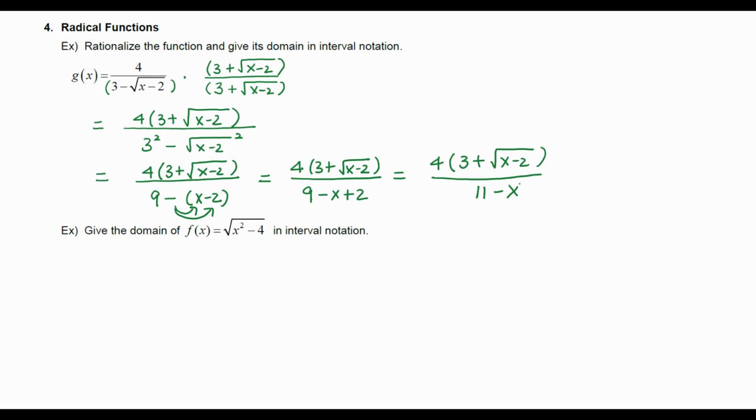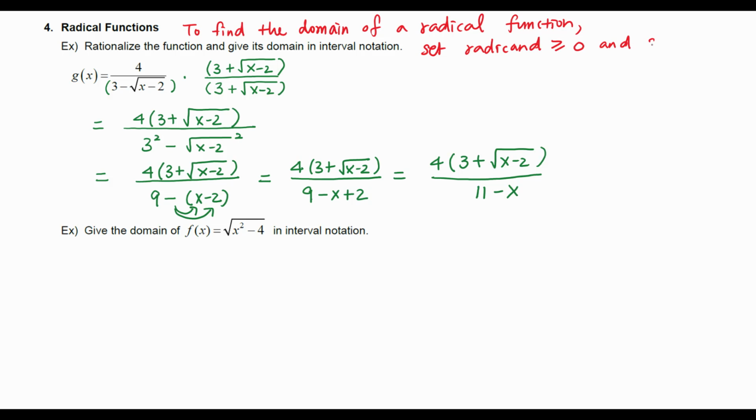The radical functions, we have to make sure the input is positive. So to find the domain of a radical function, you set the radicand greater than or equal to 0 and solve for x. If I do that, my radicand right now is what's sitting inside of the radical, which is x minus 2.